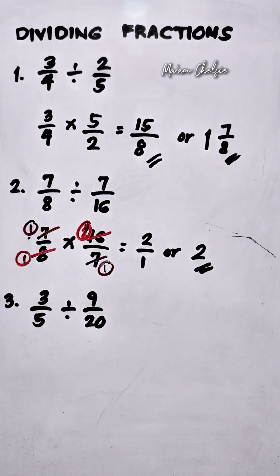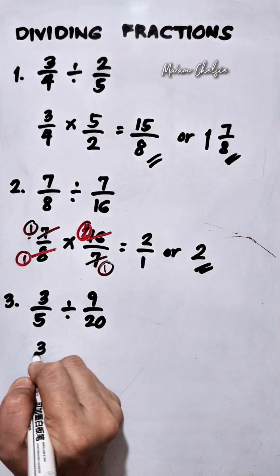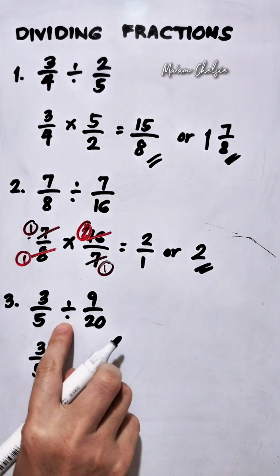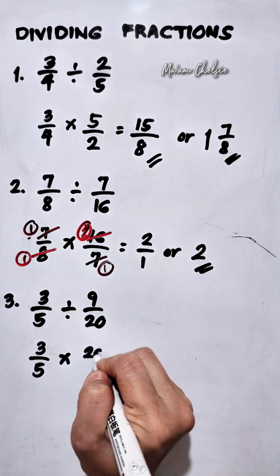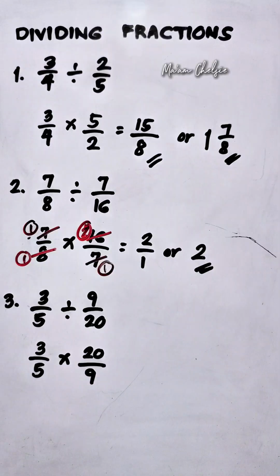Number 3, 3/5 divided by 9 over 20. Same pa din. As is lang yung dividend. So, 3/5 pa din yan. Change this into multiplication sign and then get the reciprocal. So, magiging 20 over 9. And then, tingnan natin kung may greatest common factor.